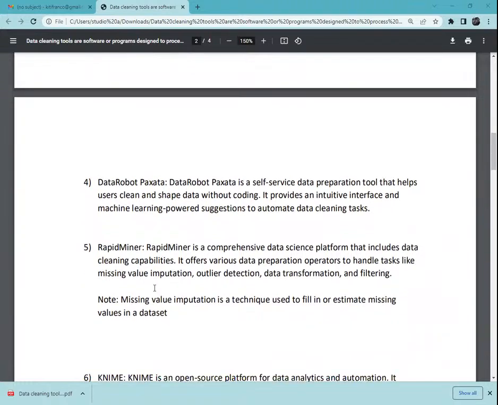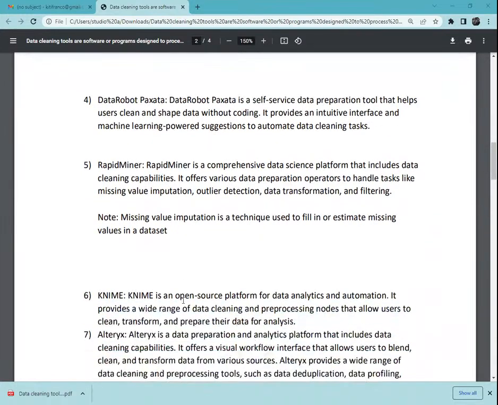RapidMiner is a comprehensive data science platform that includes data cleaning capabilities. It offers various data preparation operators to handle tasks like missing value imputation. To impute is to assume, so it's able to guess for you. So: missing value imputation, outlier detection, data transformation, and filtering. Note, missing value imputation is a technique used to fill or estimate missing values in a data set.